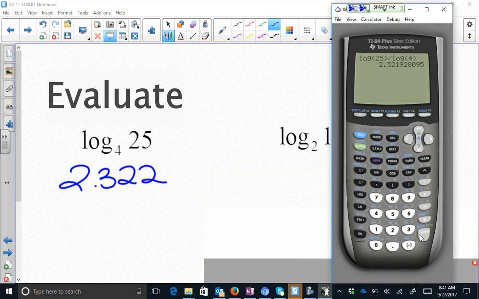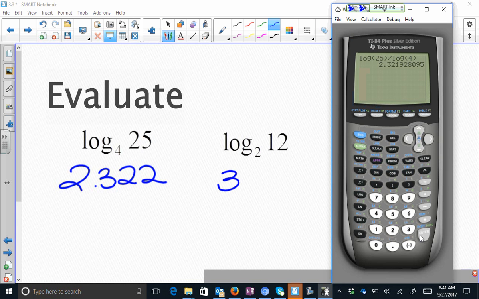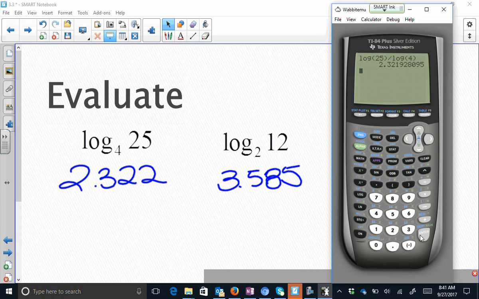Okay, go ahead and find this one for me. Log base 2 of 12. Grace, what do you got? 3.585. Awesome.